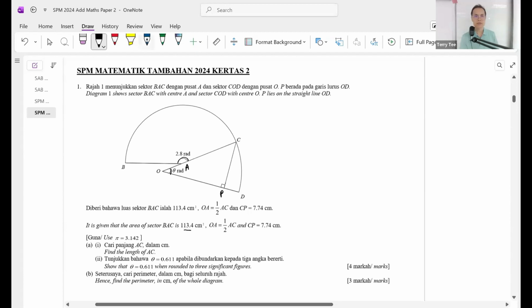We know the area of the sector, so very simple. We use half r squared theta. So I'm just going to write over here, half r squared theta. Your radius is your AC. You can write capital R, or just small r will do, doesn't really matter. I just use small r. So your theta is 2.8. This area is 113.4. So let's find out what is your r squared and therefore find the value of r.